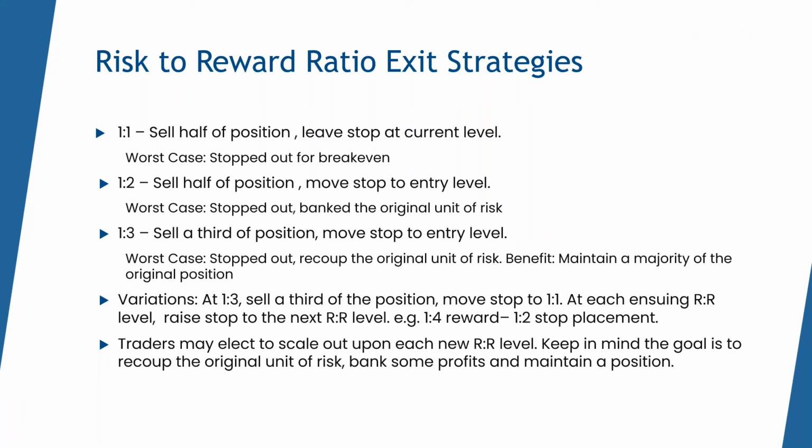Now, again, my preference is the 3-to-1. And why? Because now we really have a lot of flexibility in ways that we can change the variations. But let's walk through the 3-to-1. So if I get to 3-to-1 in terms of a risk reward, price moves to reward me 3-to-1, right?